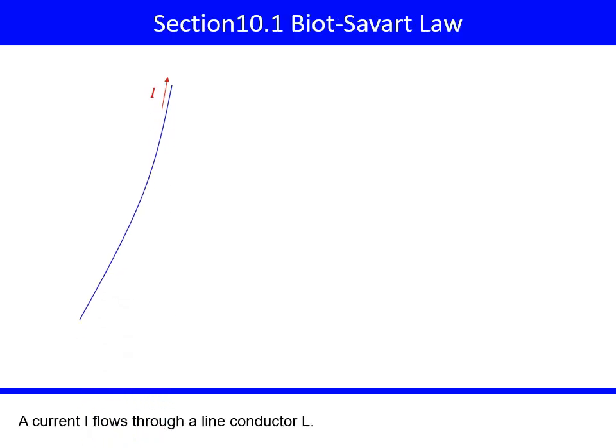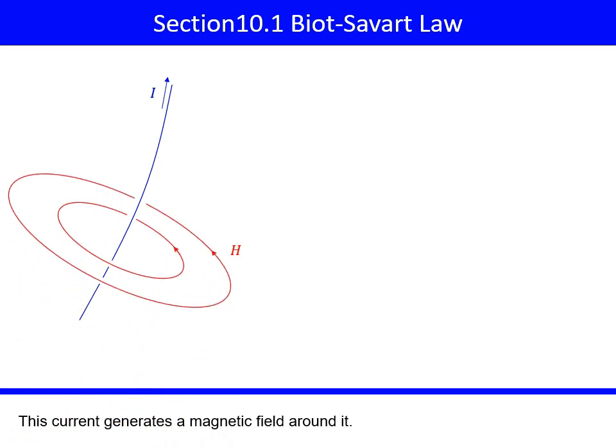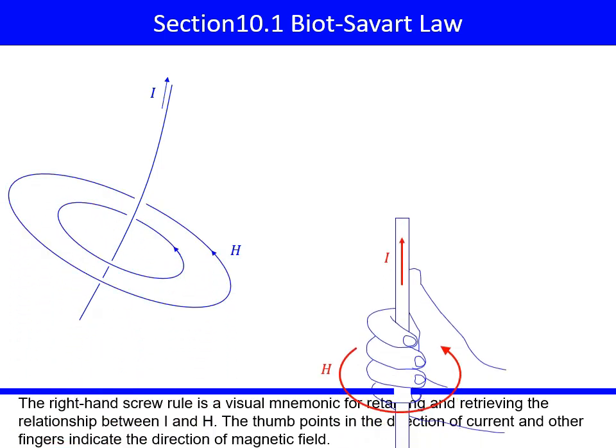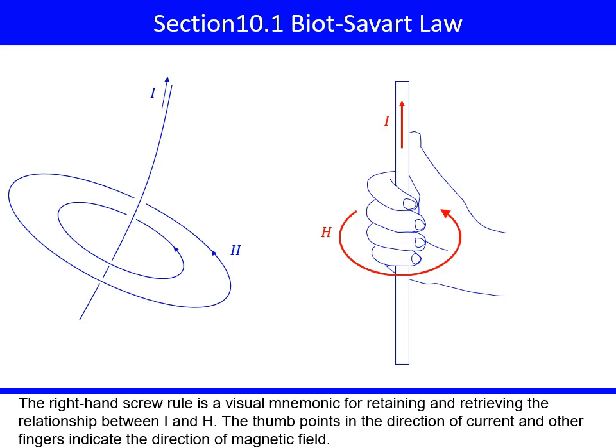A current I flows through a line conductor L. This current generates a magnetic field around it. The right-hand screw rule is a visual mnemonic for retaining and retrieving the relationship between I and H. The thumb points in the direction of current and other fingers indicate the direction of magnetic field.